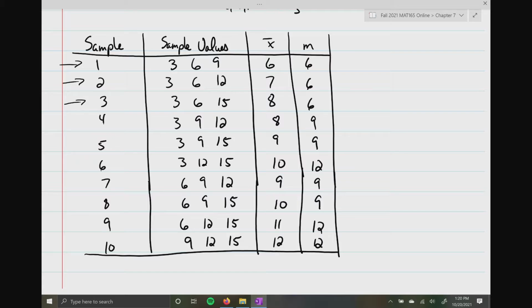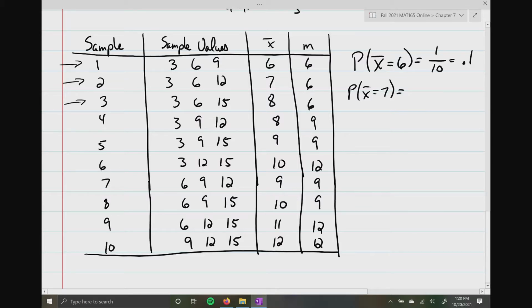Let's go ahead and find the probability distribution for this, all right? Or the sample distribution of the statistic, okay? So what I mean by that is, what's the probability of getting a mean that equals 6? Well, if you look at the possible outcomes, there are 10, and only one time did I get a 6, so that's going to be 0.1. And I'm going to do this for each one of these, okay? So what's the probability of getting a 7? Well, if you just scan, that's also 1/10, so that's going to be 0.1.